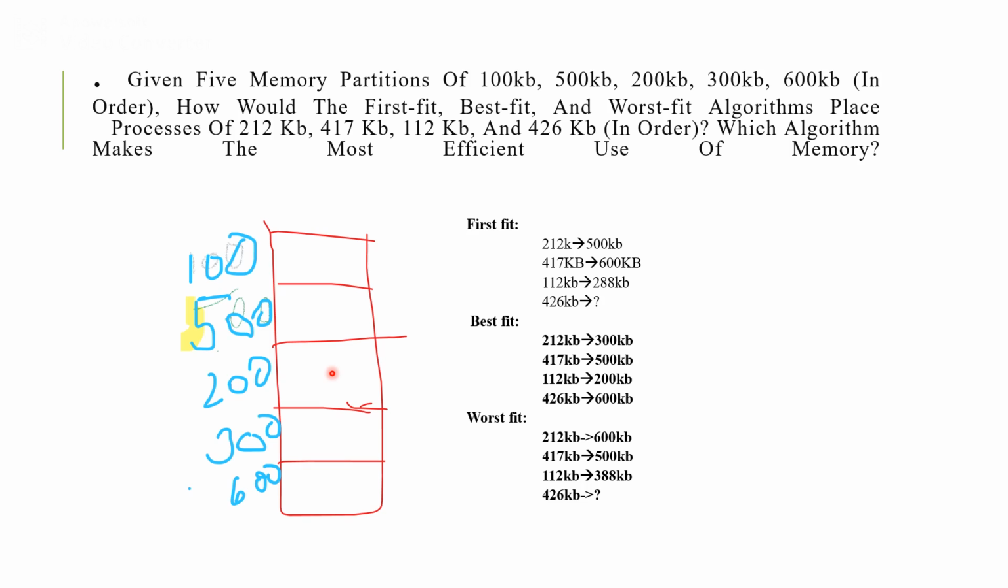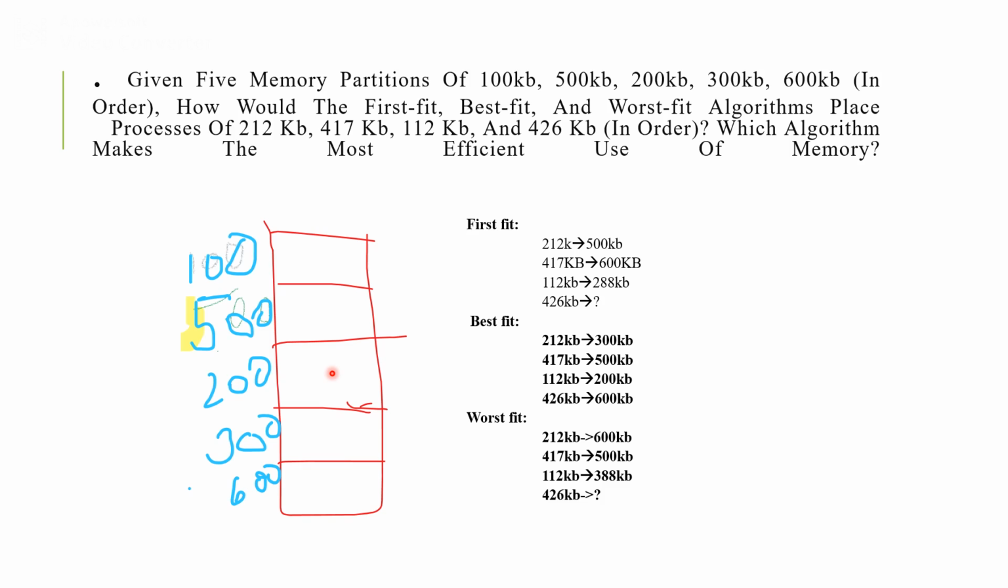So now, where can the 112 KB process be placed? It should be placed in the largest hole. 500 is already occupied, 600 is already occupied. Should it be placed in 300 or 200? Surely not 100. So we look at the remaining space after placing 212 KB in the 600 location: 600 minus 212 gives 388, which is much larger than 300 and 200. Therefore, 112 KB will be placed in the 388 KB location.